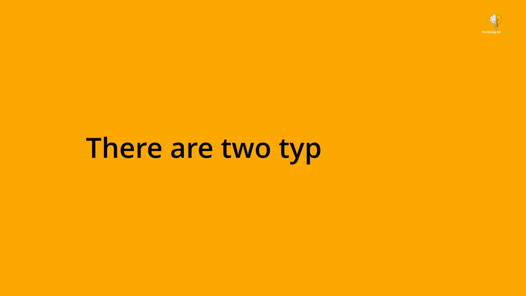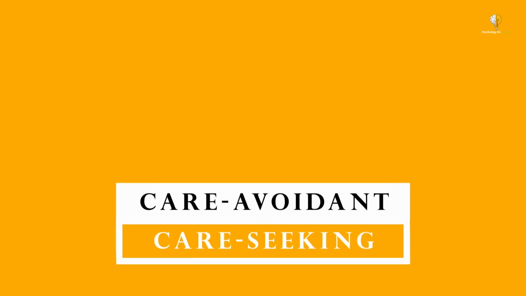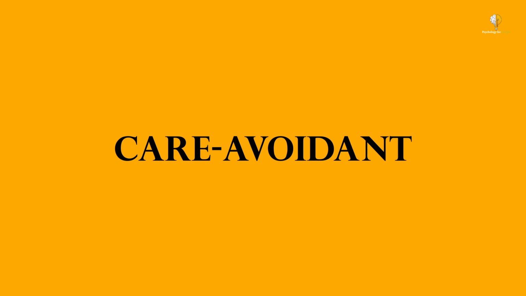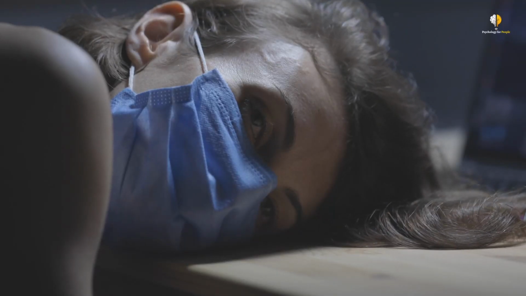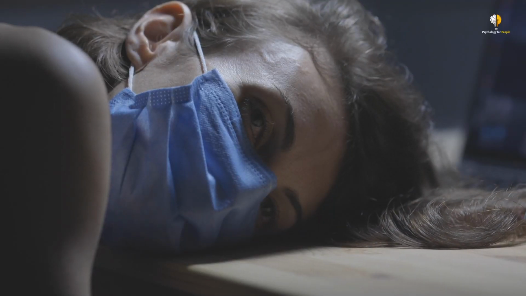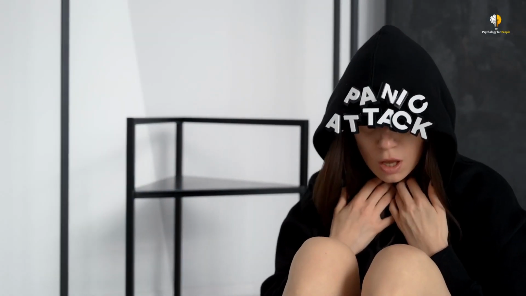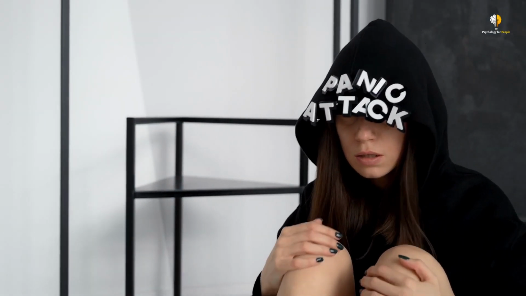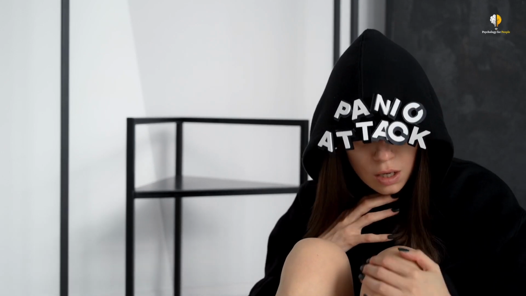There are two types of IAD: care avoidant and care seeking. Care avoidant. In the care avoidant type, patients are less likely to seek out medical care due to the intense anxiety it brings, and the belief that by doing so, their fears of having a life-threatening illness will be confirmed.